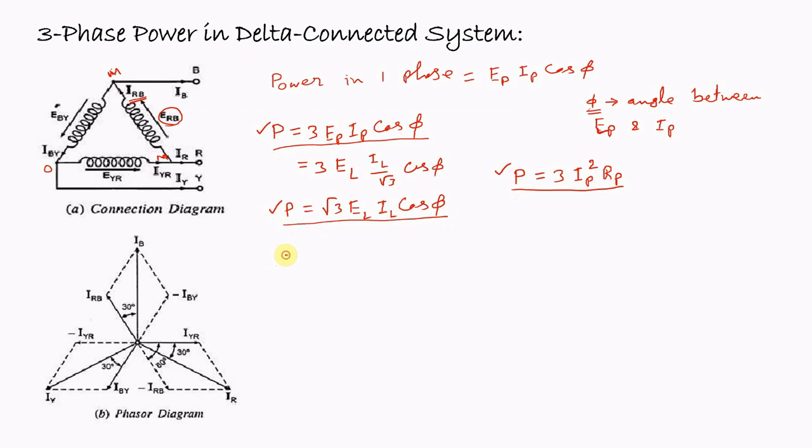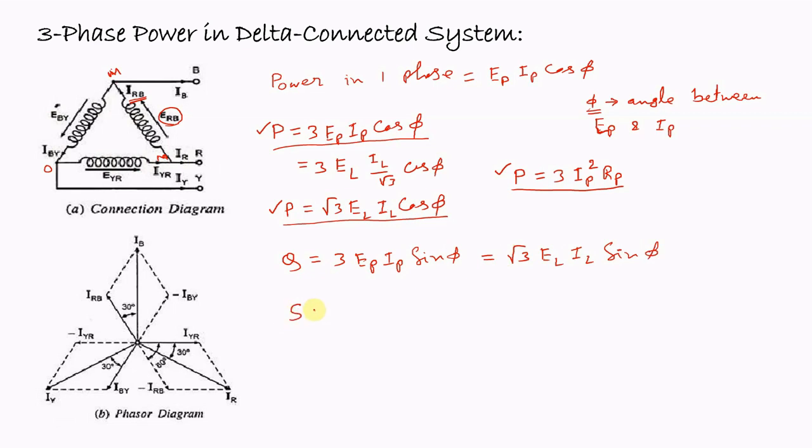Similarly, the reactive power can be represented as 3 E phase I phase sin phi, where E phase I phase sin phi is the reactive power in one phase. So for all the three phases, the reactive power will be 3 times E phase I phase sin phi, or it can also be written as root 3 EL IL sin phi. This is the reactive power.